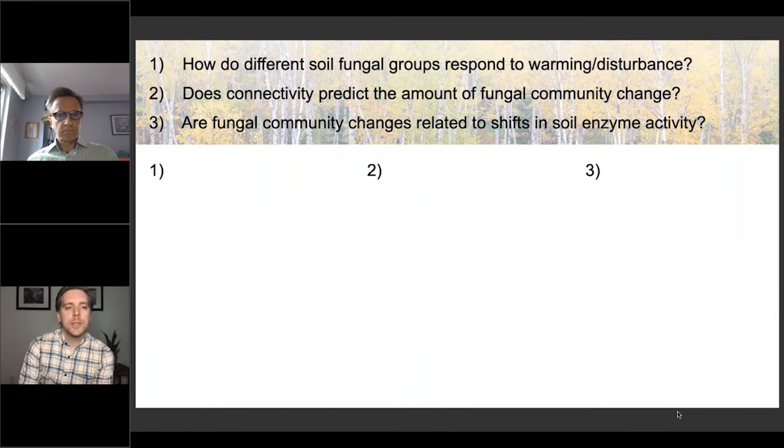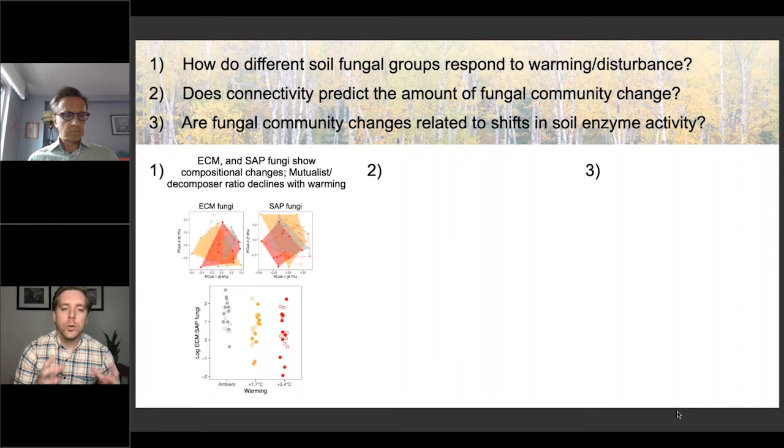So recapping these three broad questions, I looked at how different soil fungal groups responded to warming and disturbance. I find evidence of community shifts with both ectomycorrhizal and saprotrophic fungi. And importantly, there's this balance between mutualist and decomposer ratios that starts to decline with warming, which could have important implications in the system.